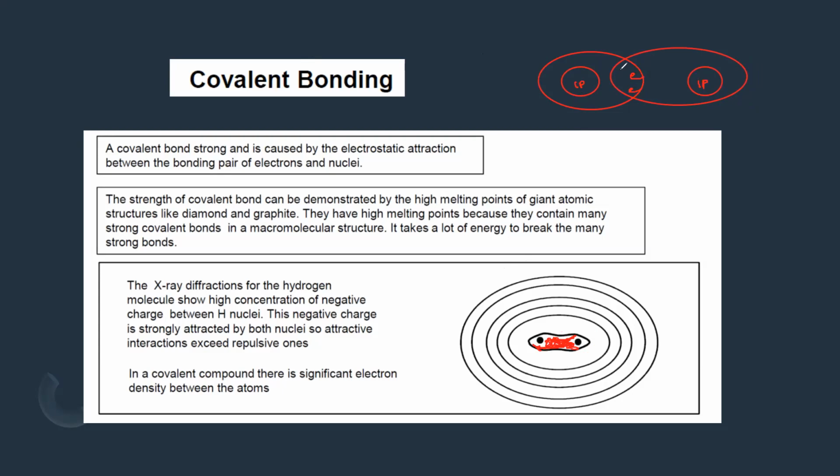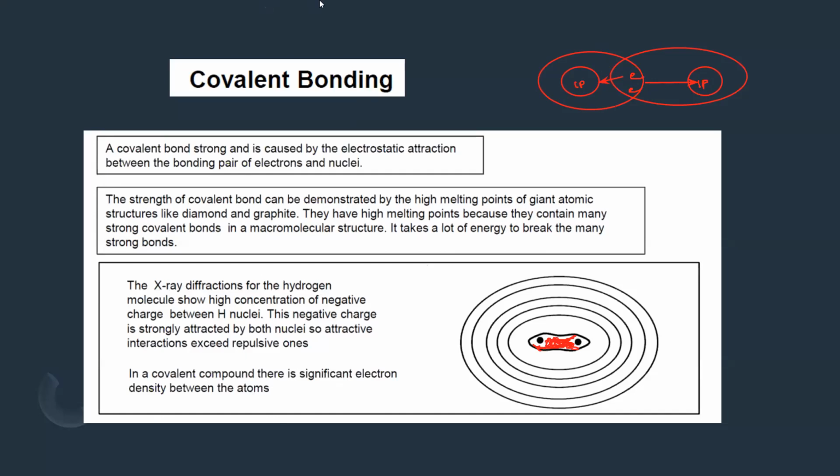So even though like charges repel each other, the negative charge is strongly attracted by both nuclei. They are attracting this negative charge, even though there is a repulsion between like charges, electron and electron, but the charge is attracted towards the nuclei, and that attraction exceeds the repulsion. So there is a bond or attraction which we call a covalent bond. So in a covalent compound, there is a significant electron density between the atoms.